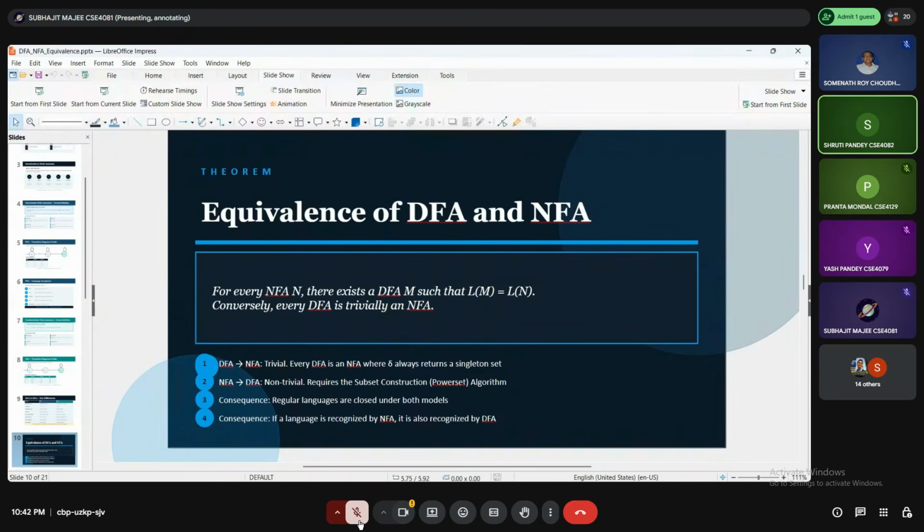Yes, it is the 10th slide of the presentation: equivalence of DFA and NFA. DFA to NFA is trivial: every DFA is an NFA where the transition function always returns a singleton set. In the second property, NFA to DFA is non-trivial and requires the subset construction, the power set algorithm. Third, consequences: regular languages are closed under both models. If a language is recognized by an NFA, it is also recognized by a DFA. Thank you, sir. Next slide.